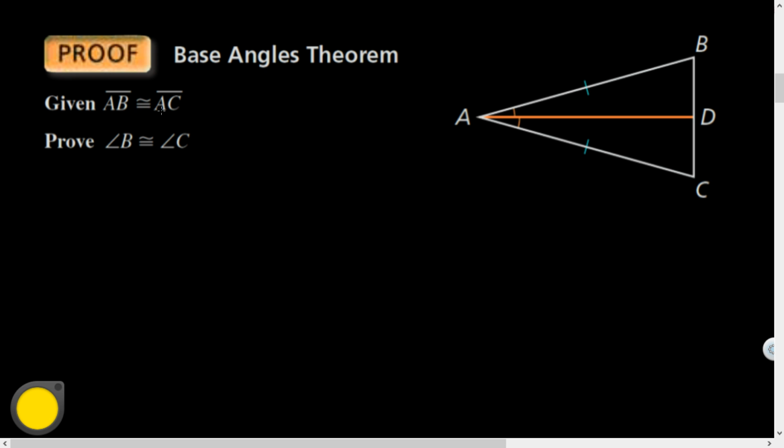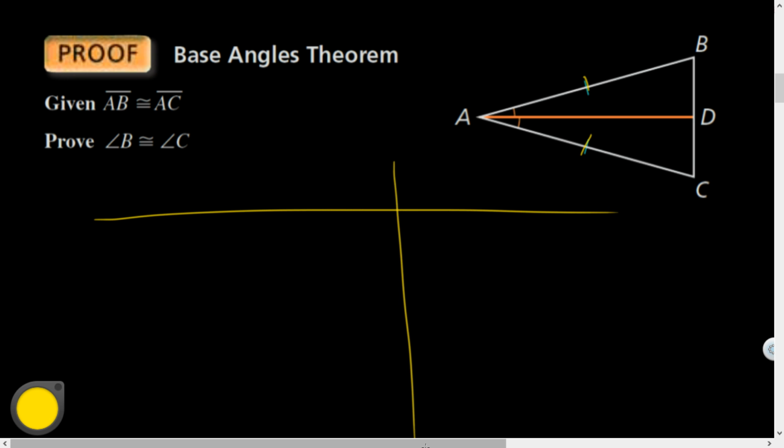Given AB is congruent to AC. I'll give my given: AB is congruent to AC. Prove that these angles are congruent. That's what I'm aiming for, but let's see if that's the case. Does anyone have some suggestions?